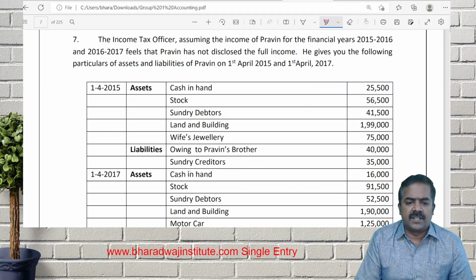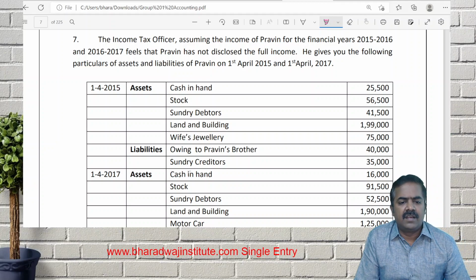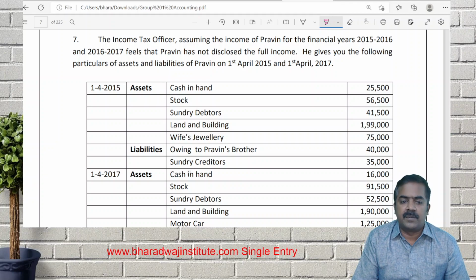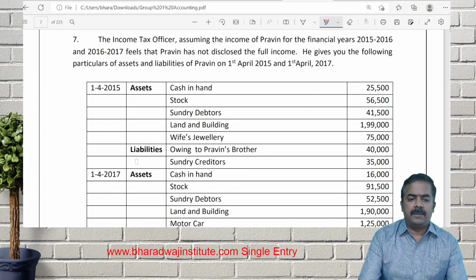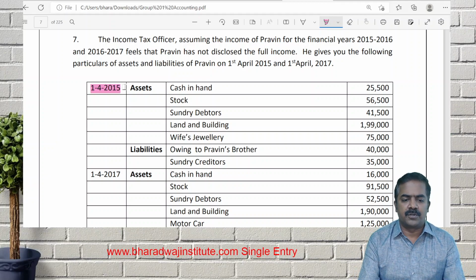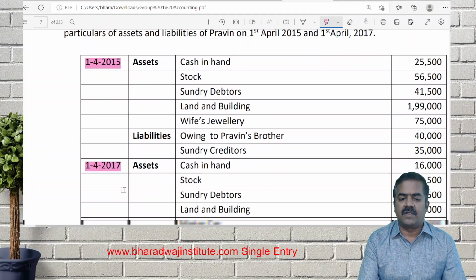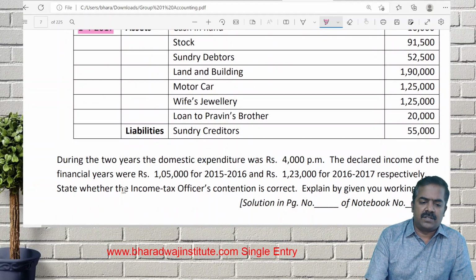The income tax officer, assuming that income of Praveen for financial years 15-16 and 16-17, feels that Praveen has not disclosed the full income. He has given you the following particulars of assets at the beginning of the year, that is 1-4-2015, and 1-4-2017. So 2 years information is given. Opening balances are given on 1-4-2015, closing balances are given on 1-4-2017. That is 2 years information.